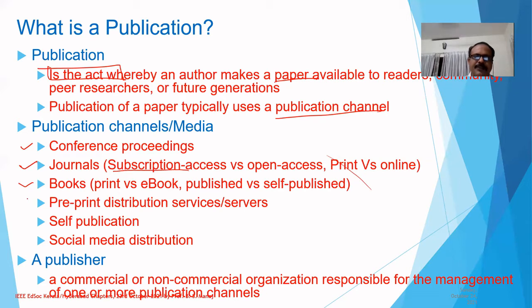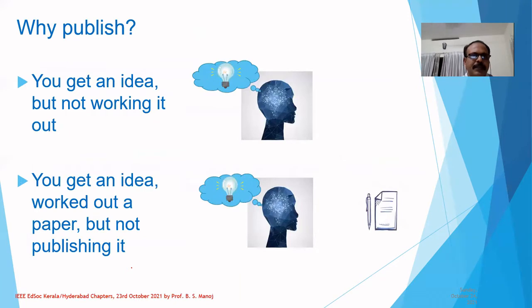And today, there are other new means of publishing your scientific results: preprint servers, self-publication route, or social media distribution route. Typically, a publisher operates several of these channels, so you will be able to use one of them. Now, let me tell you some insights on why this publication is very, very important and what kind of publications you should target.